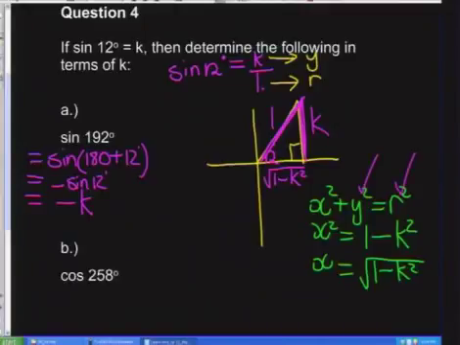I've got r. I know that r is 1. All I'm doing is I'm replacing the r, which is 1 over there. I'm saying 1 squared, which is still 1. And then in the place of y, I put k, so I get k squared, and then I take it over to the other side of the equation. So I get 1 minus k squared, and then x is the square root of 1 minus k squared.